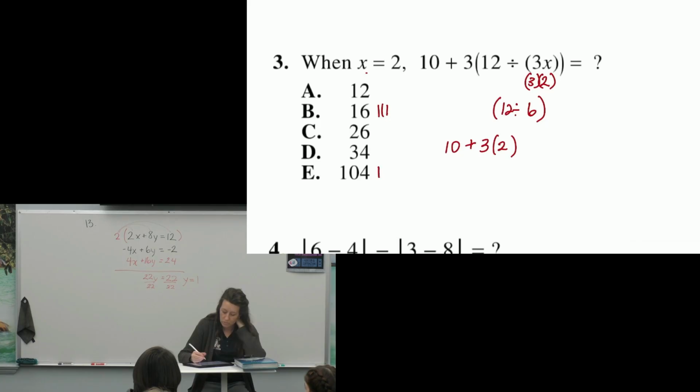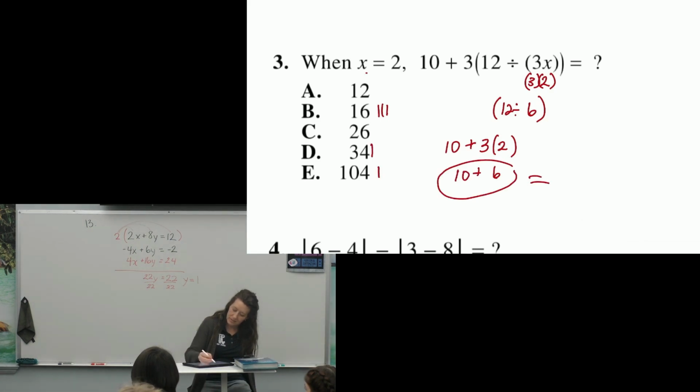So we do multiplication next. So it is 3 times 2. Now you vote for D. But 10 plus 6 equals 16. 16. Okay, because I just did it on my calculator and it gave me 34.